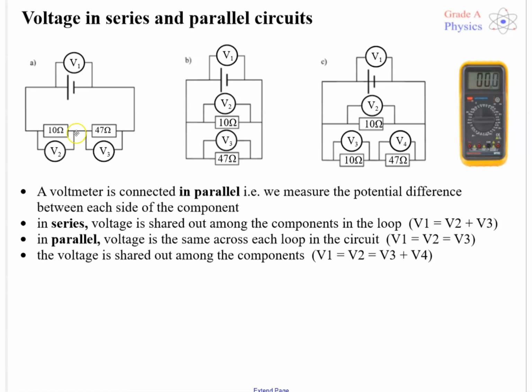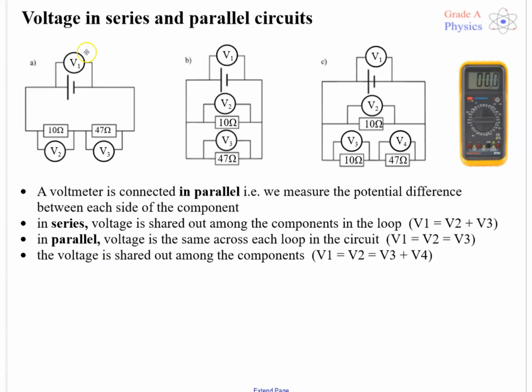once again, we need 2 wires. We need to connect one on either side. What we're doing is we're measuring the difference in potential between one side and the other, hence potential difference. So in series, the voltage is shared out among the components.